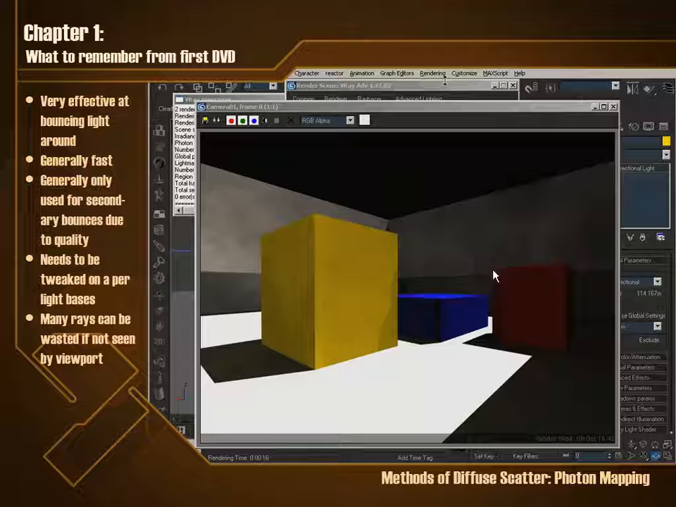And what we mentioned about photon mapping is a few things. One is that it's very, very fast, and it still is very fast, and it can bounce light around quite a bit, and that's also good.